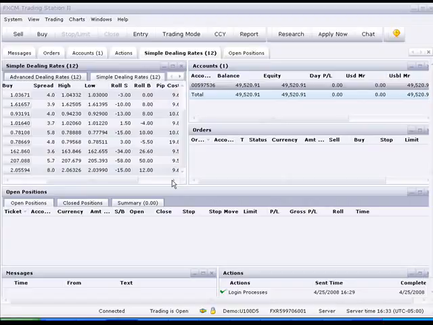That's our lesson for today. In tomorrow's lesson, we'll have a look at the free real-time charts that are available to us on the platform and some of the neat features there.